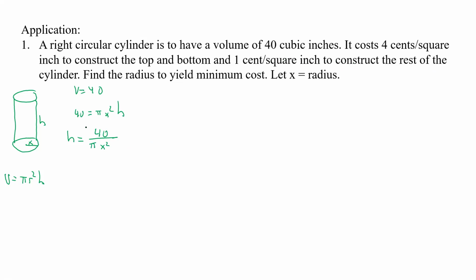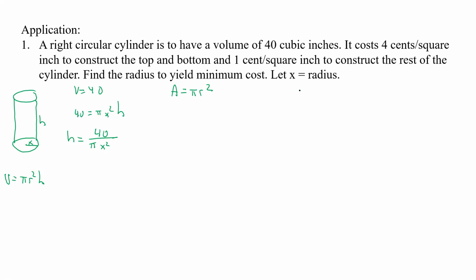Now, what are we thinking about? It says it costs 4 cents per square inch to construct the top and bottom. Well, that means this part and this part is going to be so many cents. And then it's going to cost 1 cent per square inch to construct the rest of the cylinder. Well, how do we figure this out? So we know that the area of that circle is pi r squared. And then our sides, that's going to be how we calculate that. And so we need to kind of figure out how to calculate sides.